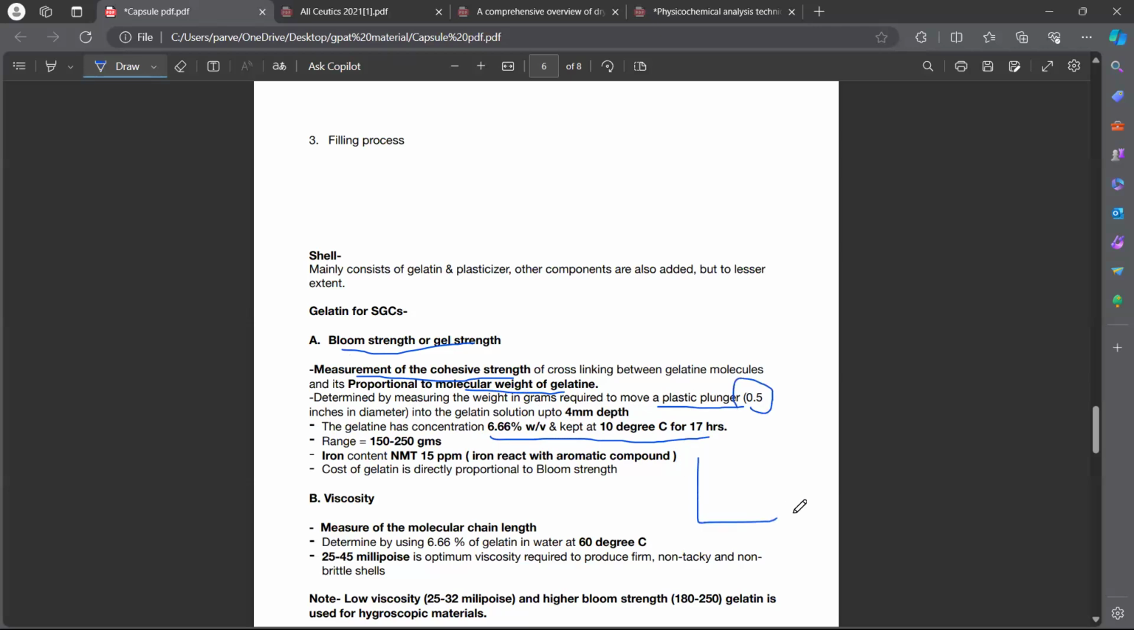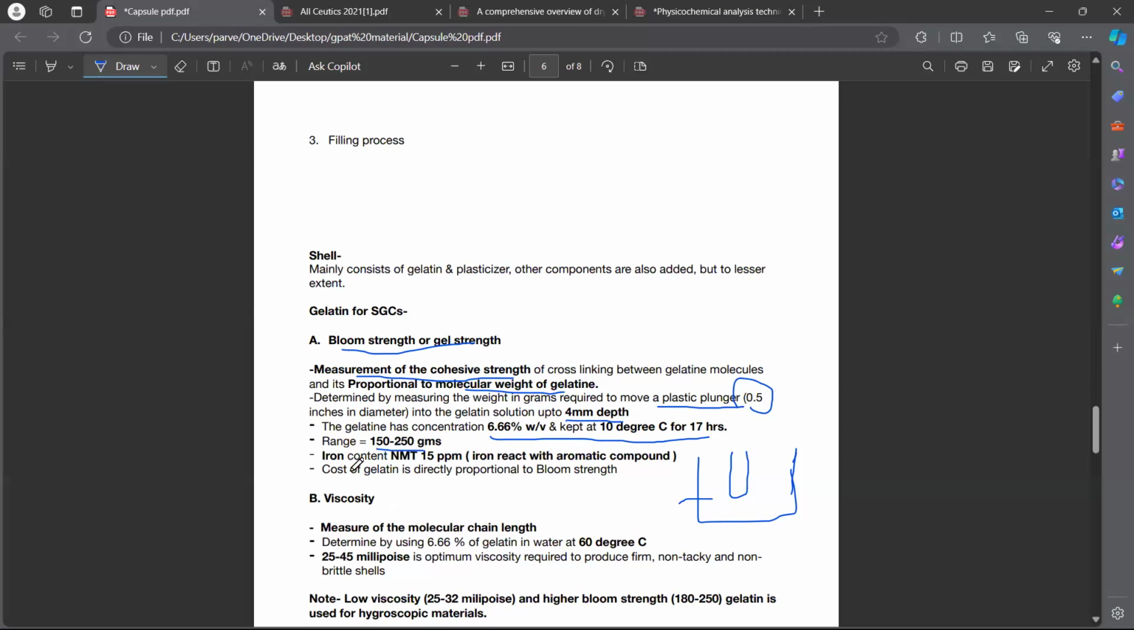So what is done is, in a bath, the gelatin solution is taken and a plastic plunger is kept dipped into the gelatin solution. The solution has a concentration of 6.66% weight by volume. The temperature of the solution is 10 degrees Celsius for 17 hours. The plunger which is dipped into the gelatin solution for the measurement of bloom strength has a diameter of 0.5 inches, and it is dipped up to a 4 mm depth. By this, the bloom strength or gel strength is determined. Generally the range of the bloom strength is from 150 to 250 grams.